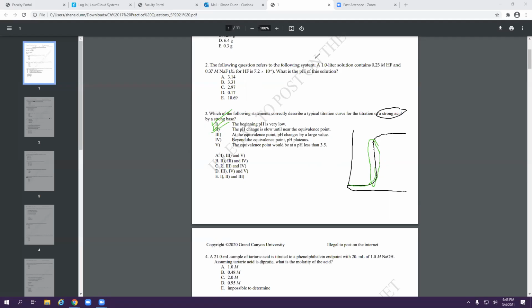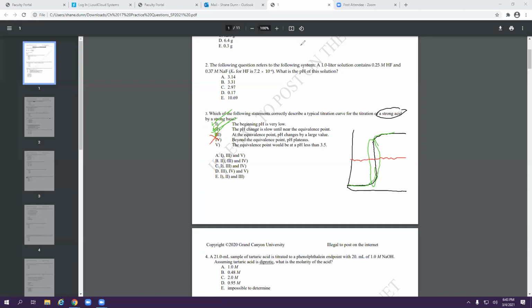Okay. Beyond the equivalence point, it plateaus. Not really. It still goes on for a bit, right? So that's actually wrong. 4 is wrong. At the equivalence point, the pH would be less than 3.5.